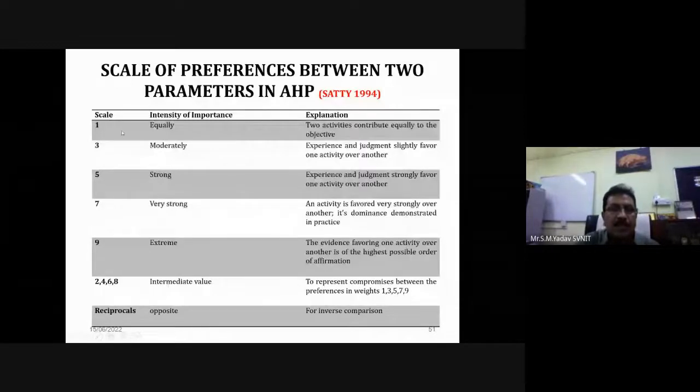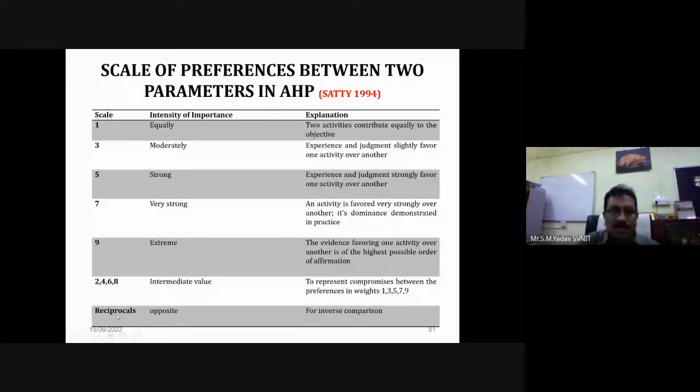1, the two activities contribute equally to the objective. 3, experience and judgment slightly favor one activity over another. 5, experience and judgment strongly favor one activity over another. 7, very strong, an activity is favored very strongly over another. And 9, that is extreme, the evidence favoring one activity over another is of the highest possible order of affirmation. While 2, 4, 6, 8 are the intermediate values to represent compromises between the preferences in weights 1, 3, 5, 7, and 9.